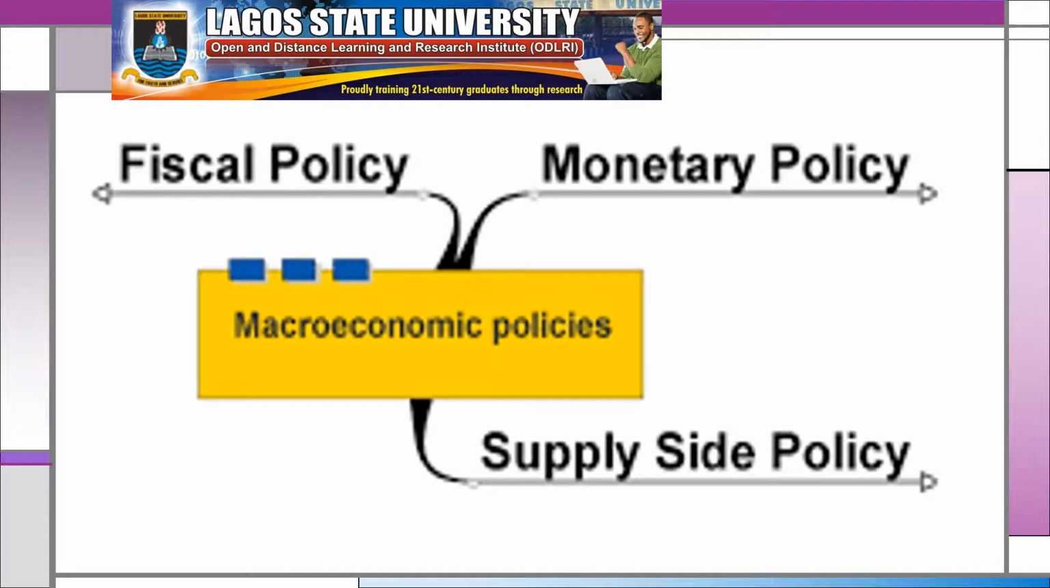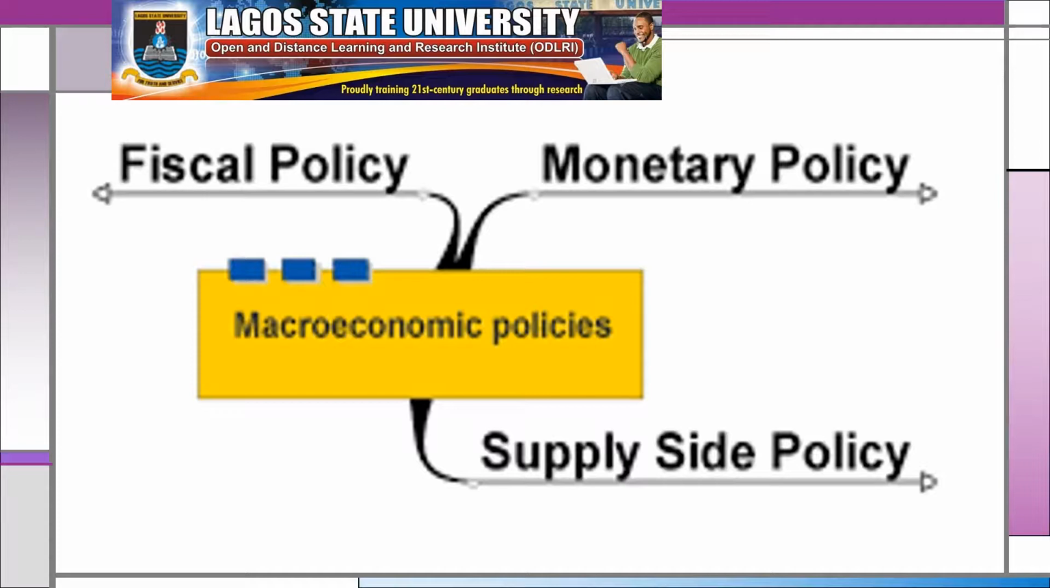Macroeconomic policies. Let's remind ourselves of the definition of macroeconomics: the study of the behavior of the economy as a whole. It concerns business cycles that lead to unemployment and inflation, as well as the long-term trend in outputs and living standards. Macroeconomic policies can be divided into three: the monetary policy, the fiscal policy, and the supply side policy.